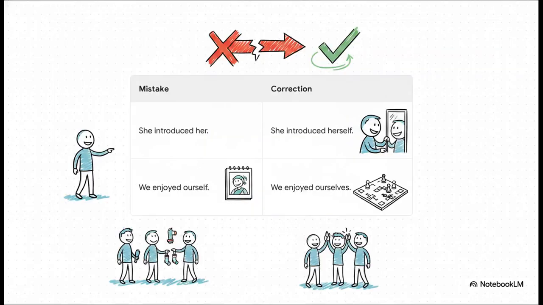Let's walk step by step through 6 more common mistakes, side by side with their correct forms, so you can visually spot these errors. First, using an object pronoun instead of a reflexive. She introduced her is wrong if she's introducing her own self. It absolutely must be she introduced herself. Second, getting the plural math wrong. We enjoyed ourself is incorrect. It has to be plural. We enjoyed ourselves.